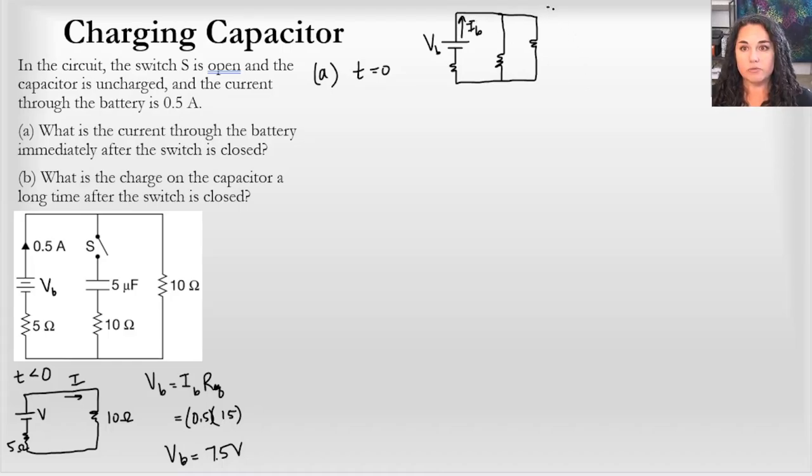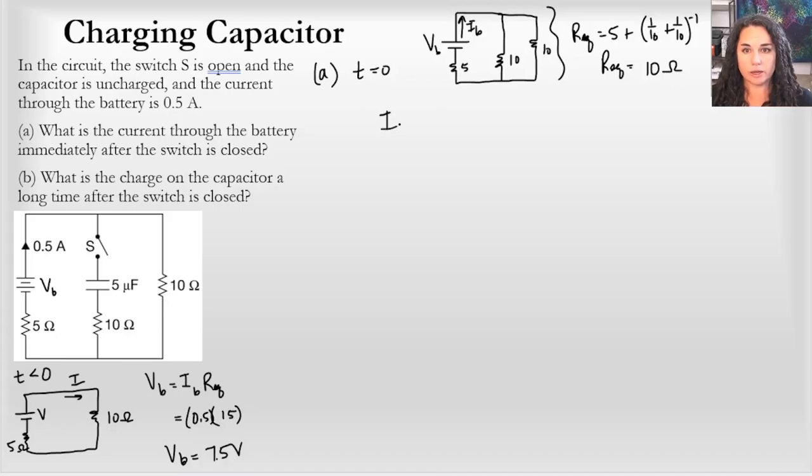Okay. I can find an R equivalent here. R equivalent, this is a 10 and a 10 in parallel in series with a 5. So I'm going to take 5 plus 1 over 10 plus 1 over 10 to the negative first power. And the equivalent resistance in this situation is going to be, what, 10 ohms? This will be 5 plus 5 is 10 ohms.